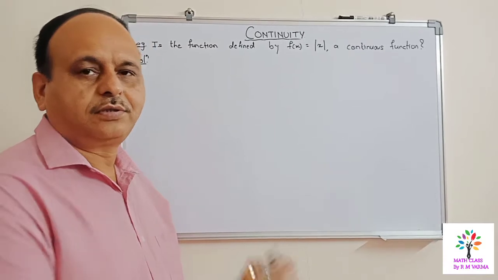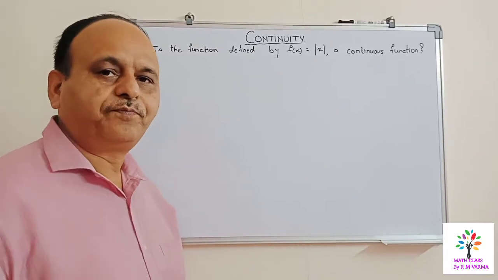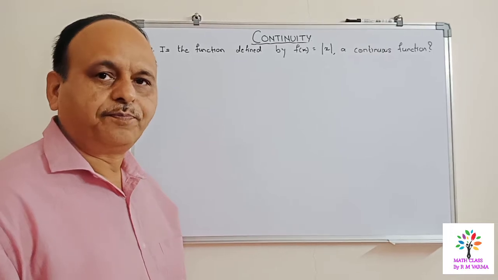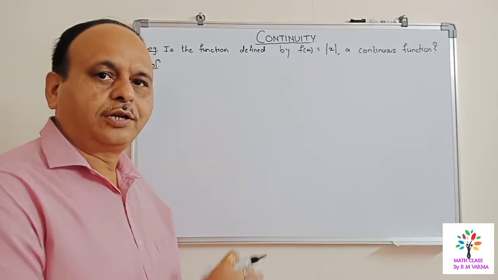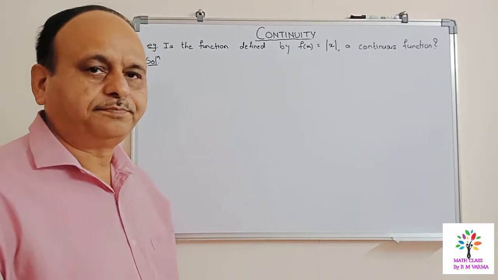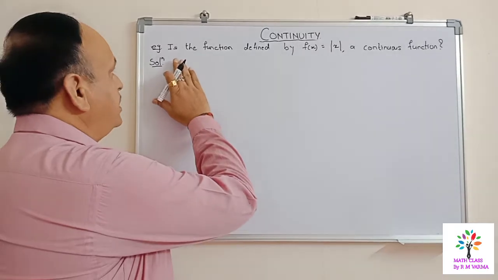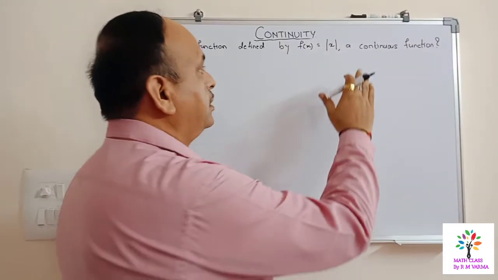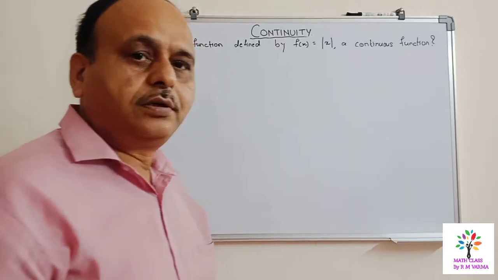Studied about continuity, its definition. We have seen a few sums, a few illustrations to understand continuity. Now we continue with continuity with an example. The example is: is the function defined by f(x) = |x| a continuous function?